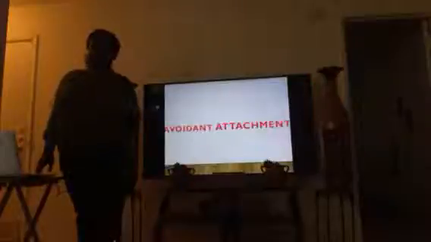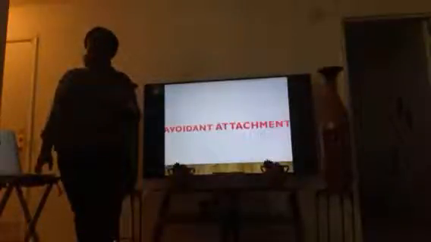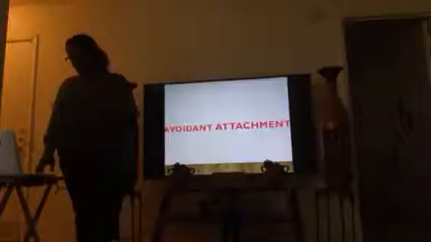The third attachment is the avoidant attachment. The children do not seem to be distressed, neither here nor there. As children, they may avoid parents. They don't seek much contact or comfort from the parents. They show little or no preference for the parents or strangers. And as adults, they may have problems with intimacy. They invest little in emotional, social, or romantic relationships. They're also unwilling or unable to share thoughts or feelings with each other.